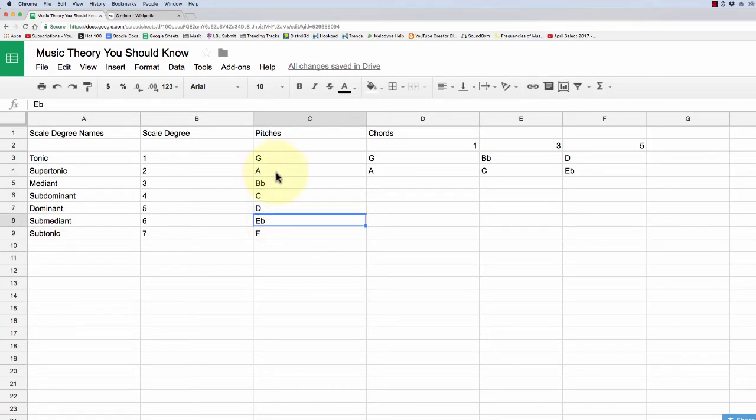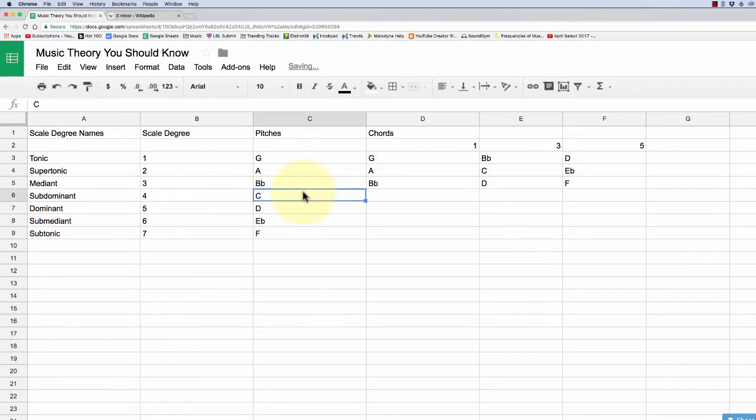Okay, and so let's just build the B flat this way, okay? So instead of going 1 through 5, let's just be a little bit lazier and just go B flat, D, F, because we're just going to select every other scale degree. So B flat, D, F, that's the chord built off of the 3rd scale degree, which is the mediant chord. So B flat, D, and F.